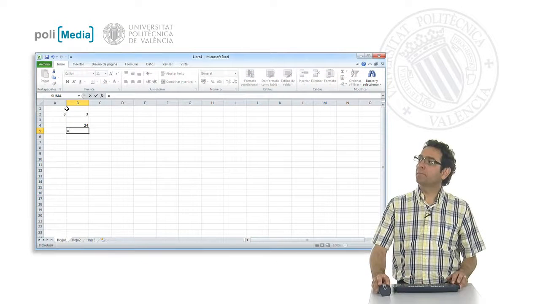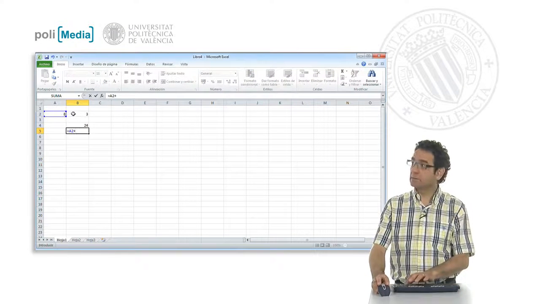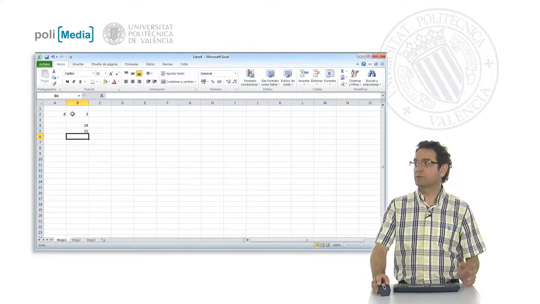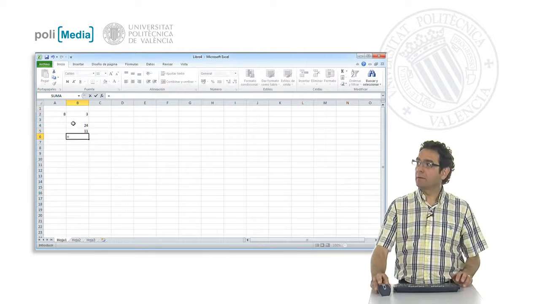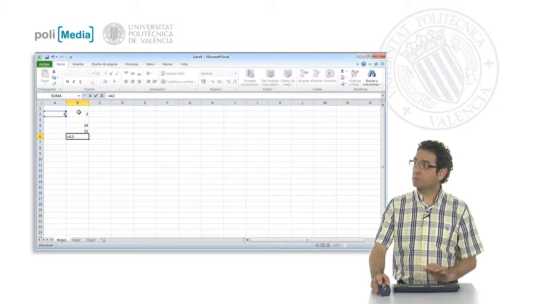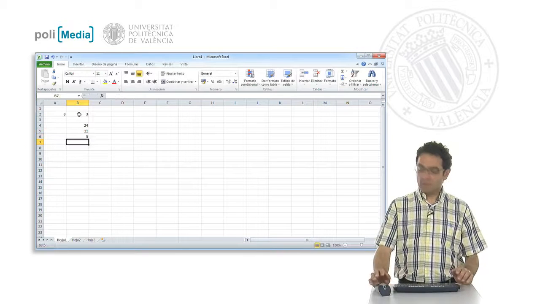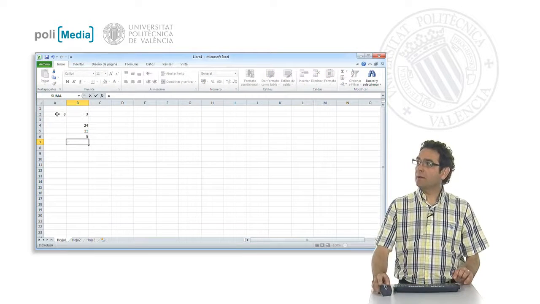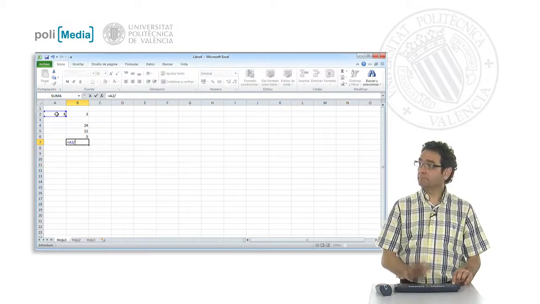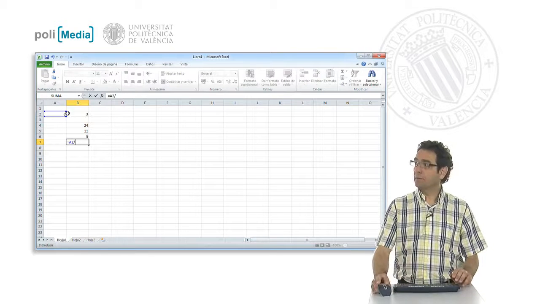The equals sign, sum this cell plus this cell. Enter. It gives us 11. Difference: this cell minus this cell. And the quotient: equals this one divided by B7, divide in Excel, divided by this one.